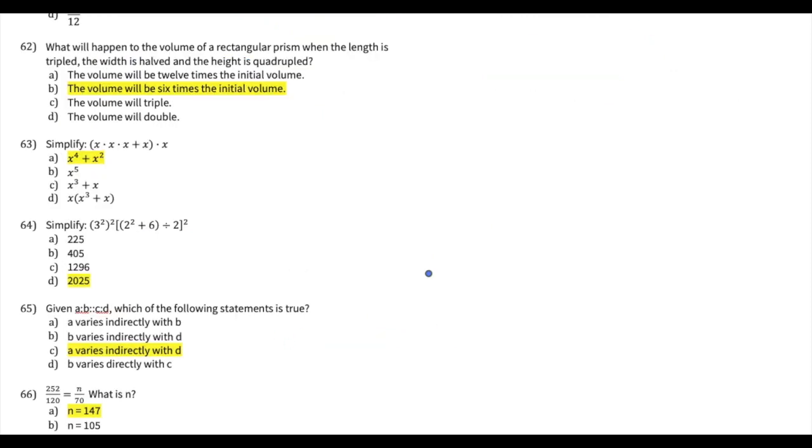Number 62, what will happen to the volume of a rectangular prism when the length is tripled and the width is halved and the height is quadrupled? Okay, so what is the volume of a rectangular prism? That's equal to length times width times height. So, your length is tripled, so that's times 3. Your width is half, and your height is quadrupled, times 4. Cancel the 2, we have 6. Okay, so the volume will be 6 times the original or initial volume.